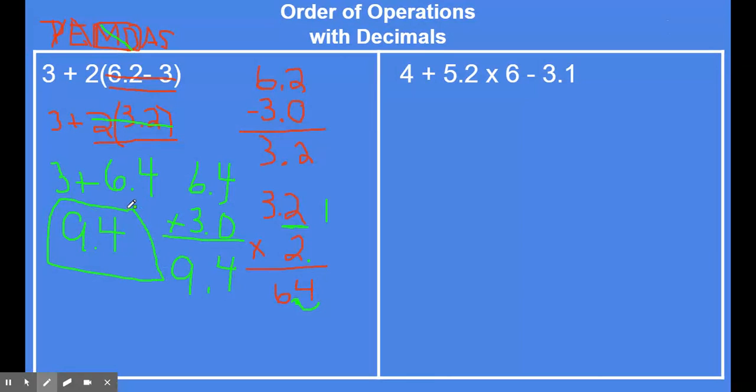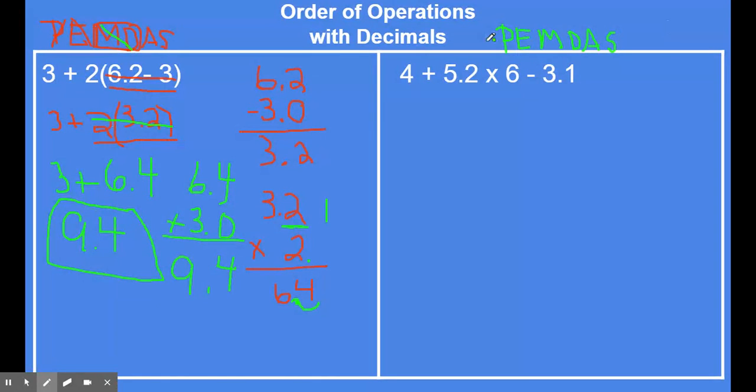Okay, so again, just remind yourself, I used all of my order of operations up here. The only thing I had to remember is my decimal rules. So now this one looks a little longer and a little harder. So let's try it. First thing I'm going to do, which you should do every time, is write down your steps. PEMDAS.